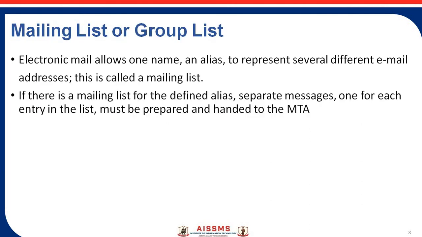Now we'll see mailing list or group list. Electronic mail allows one name to represent several different email addresses. This is called a mailing list. Every time a message is to be sent, the system checks the recipient name against the user's database. If there is a mailing list for the defined alias, separate messages, one for each entry in the list, must be prepared and handed to the MTA. If there is no mailing list for the alias, the name itself is the receiving address and a single message is delivered to the mail transfer entity.